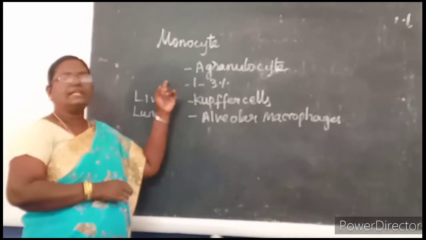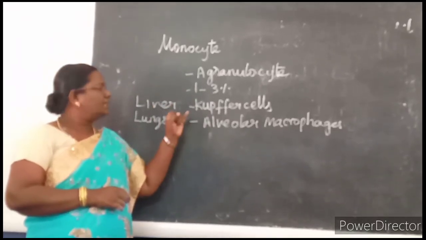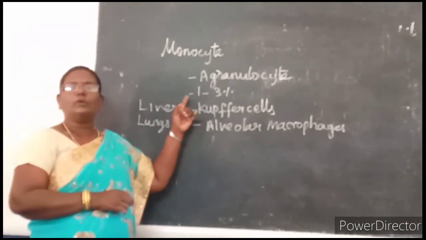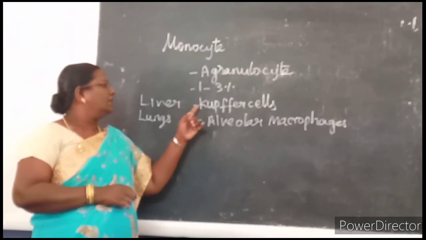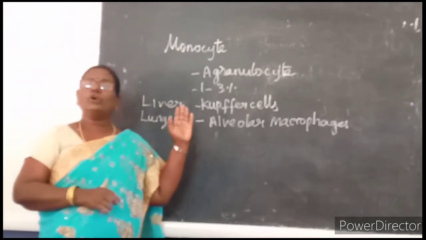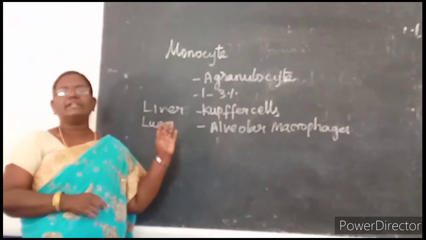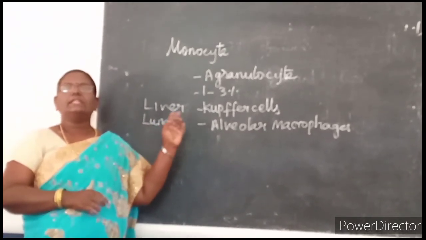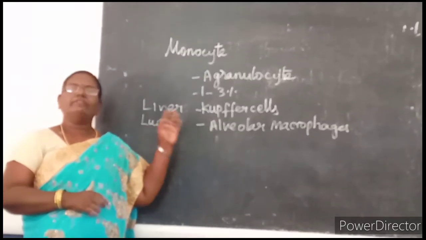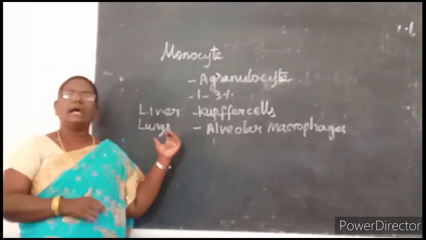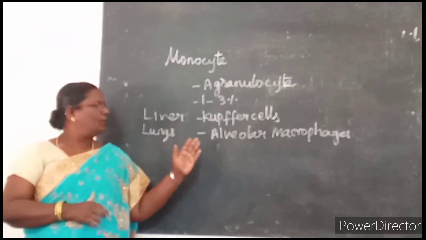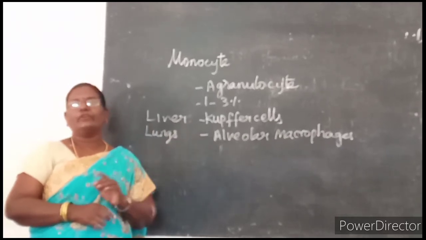The monocyte is also an agranulocyte. Then what is the percentage? It is about 1 to 3%. Then if the monocytes are converted into the macrophages, and the macrophages are seen in the liver, then it is known as what? Kupffer cells. If the macrophages are seen in the lungs or pulmonary, then it is known as what? Alveolar macrophages.